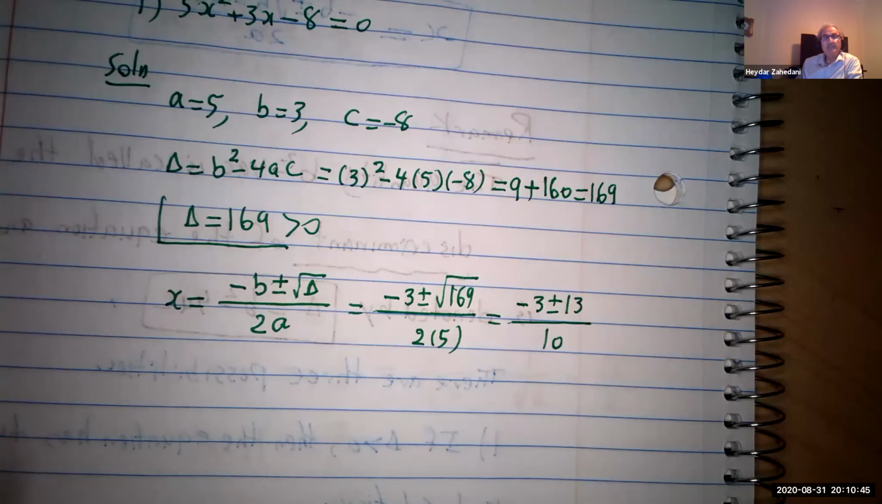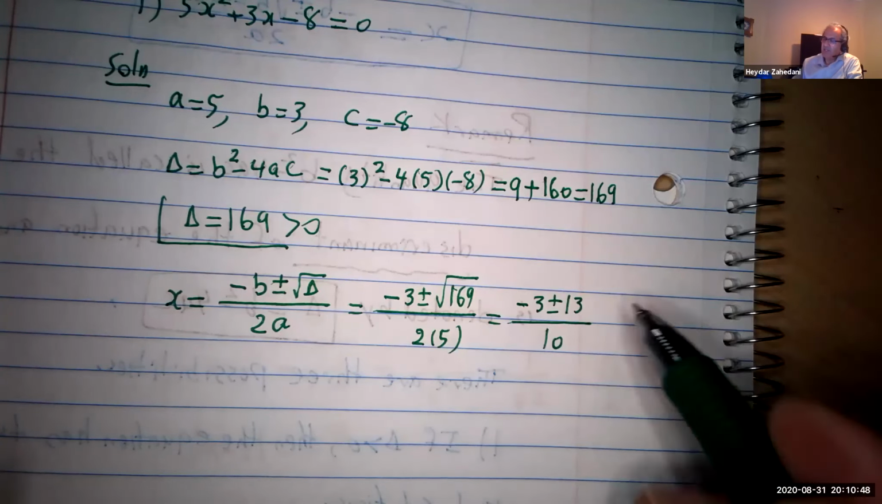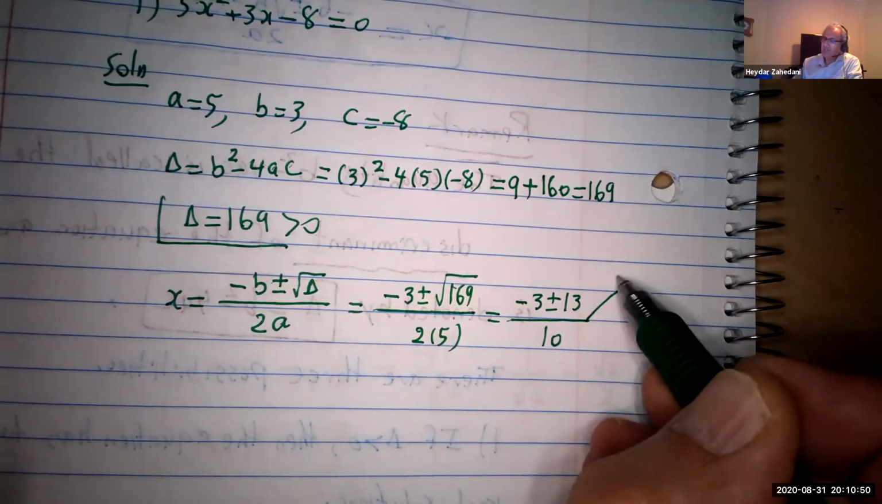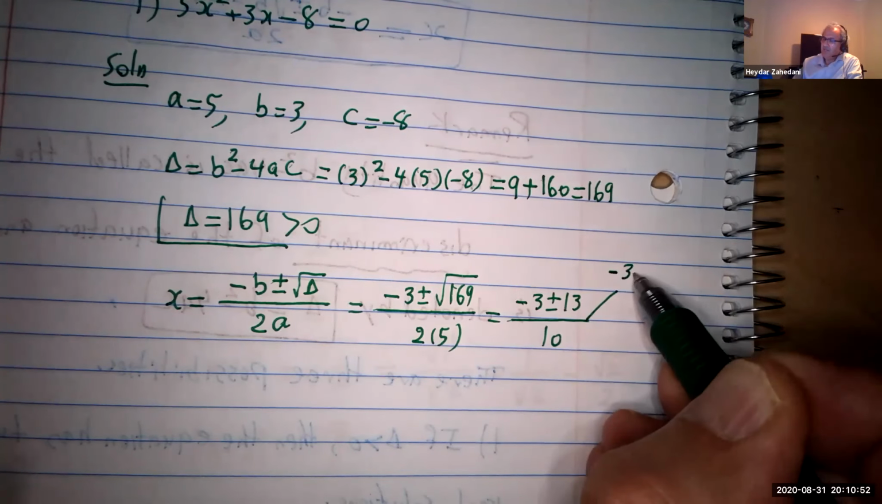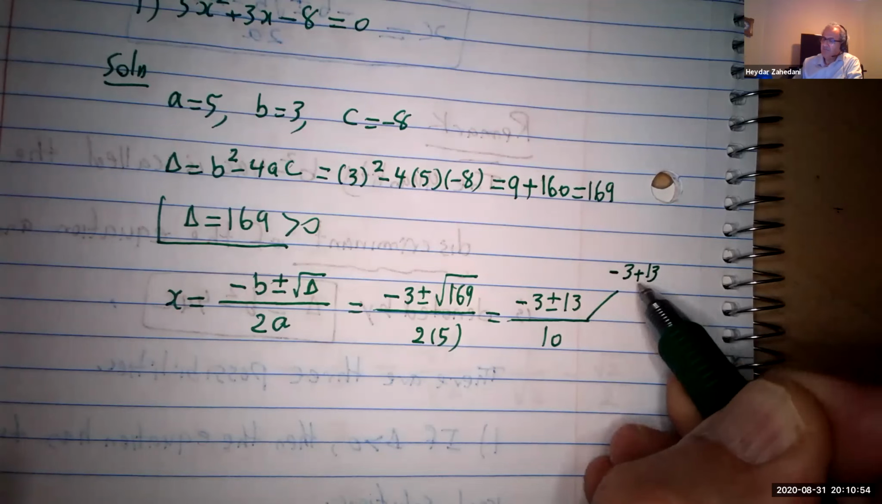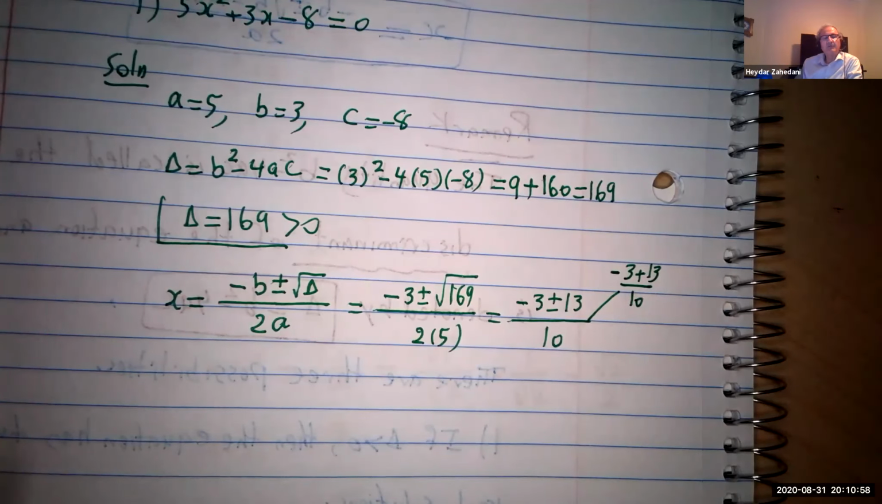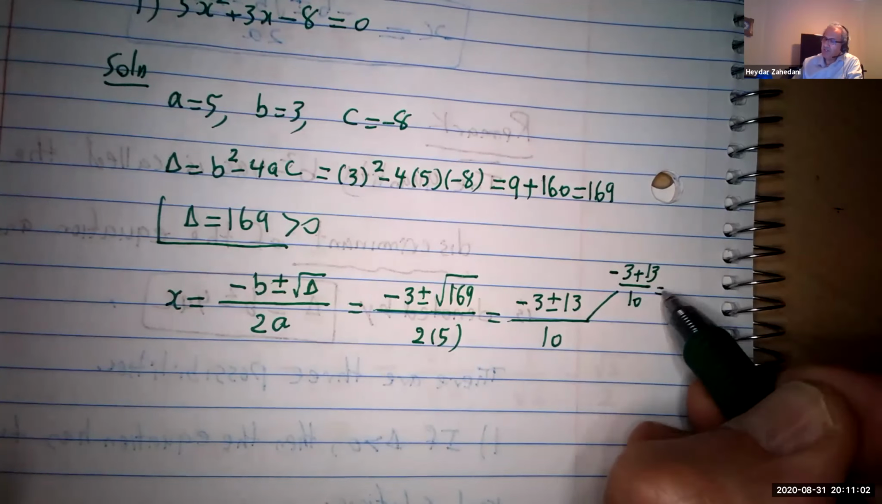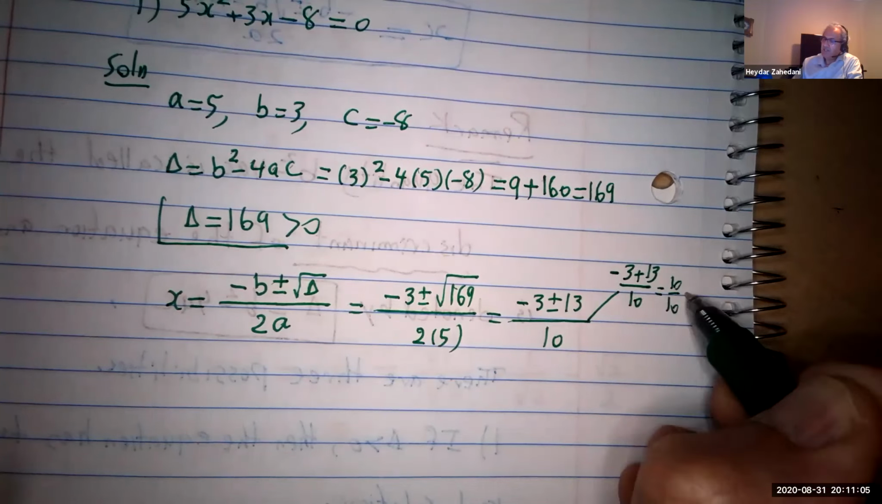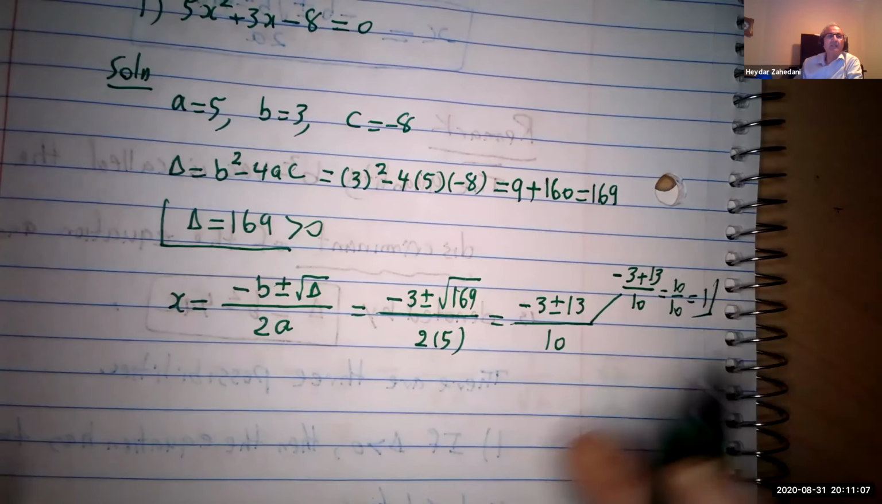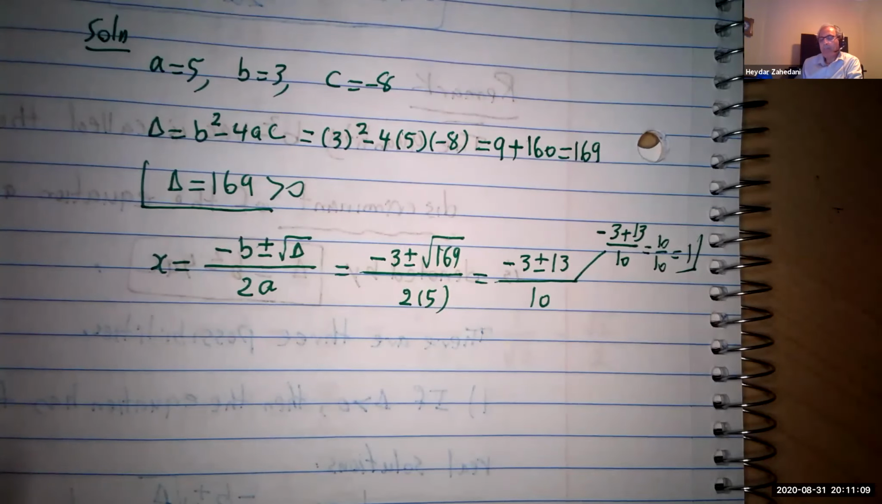Two different cases. Okay, the case with the positive number gives negative 3 plus 13 divided by 10. So negative 3 plus 13 would be 10. 10 divided by 10 would be 1. So x equal to 1. That's going to be your first solution. Any question?